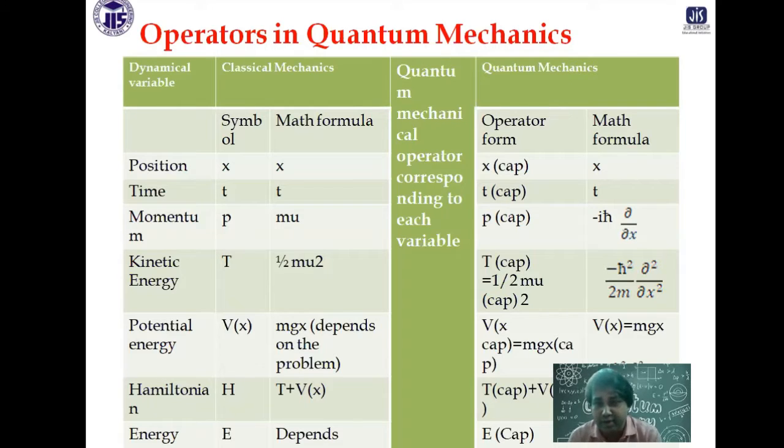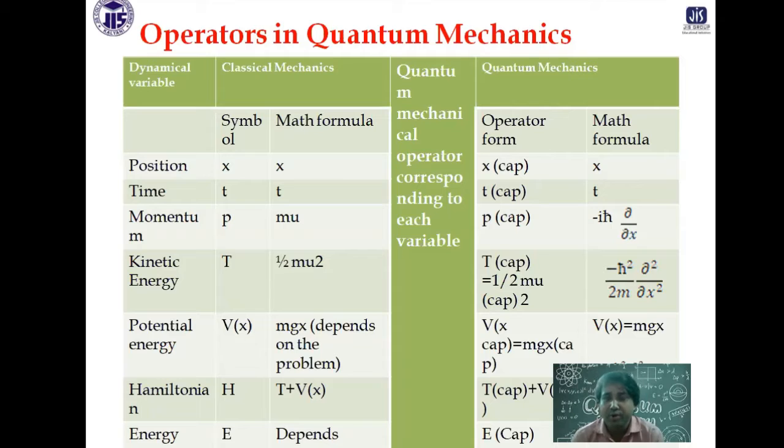Kinetic energy will become T cap. Hamiltonian means T plus V. Potential energy, there V becomes V(x) cap. V is a function of x, and energy becomes E cap. And I requested you to remember the operator form of momentum. It is minus i h-bar del/del x, and operators for position and time do not change.